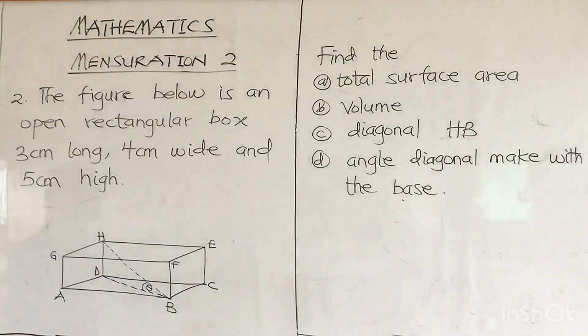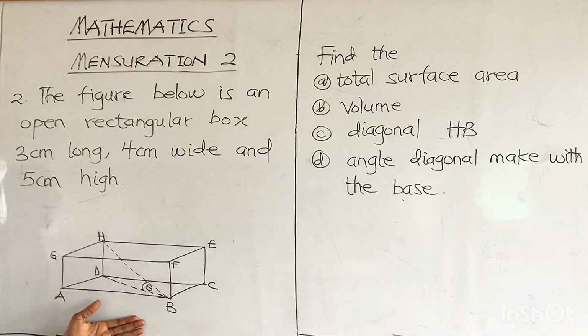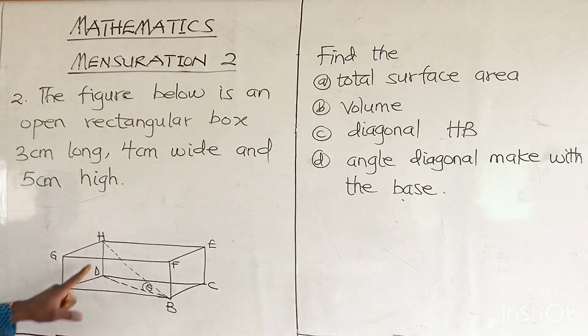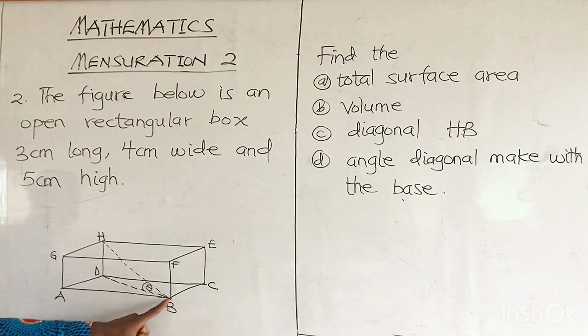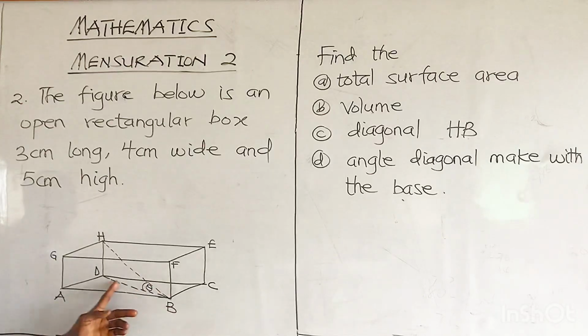So viewers, this is the second example. If you check the figure, this is the figure we are asked to find the total surface area, then the volume of this rectangular box, as well as the diagonal HB, then the angle this diagonal makes with the base. So that is basically what we are going to find.